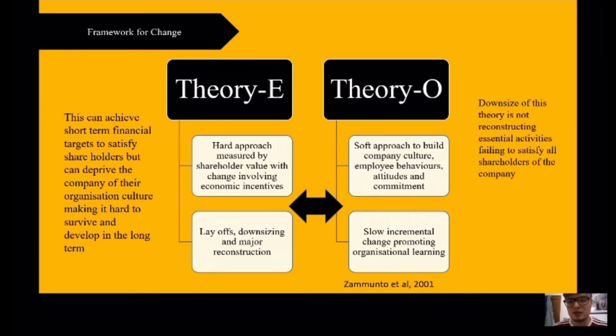And in theory O, the downside of this is that the theory is reconstructing essential activities and it's failing to satisfy the shareholders of the company. So Zumunto et al. has said that if you look at both theories, theory E and theory O, and take little bits of theory E and little bits of theory O, and then ensure you satisfy your shareholders, however, still work on the company culture and still have the culture to prevent any failure and maximize the best optimum performance for those models.